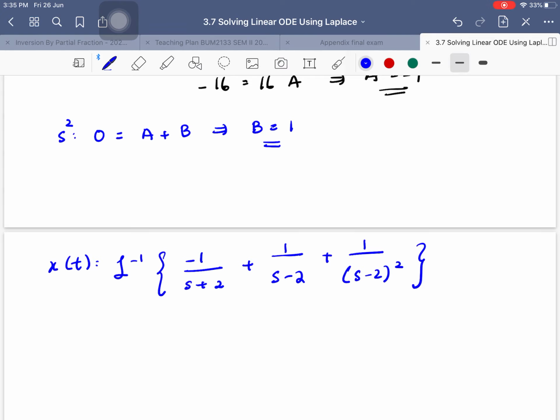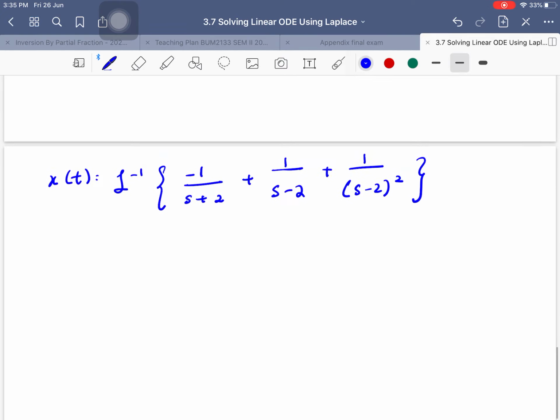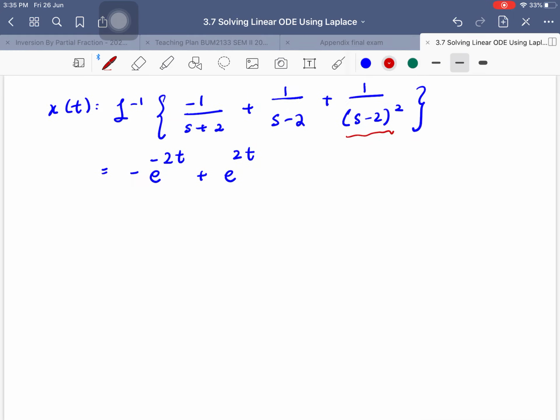We have come across something similar when we discussed the previous topic from my example. The first term is going to be negative exponential of negative 2t by using the table. The middle term is going to be exponential of positive 2t, again by using the table. But the last one over here is not possible to use the table, so you have to use the inversion of the shift theorem. So your a value is going to equal 2, so f of s minus 2 is going to equal 1 over (s minus 2) squared.